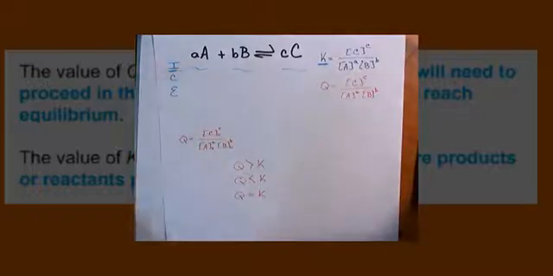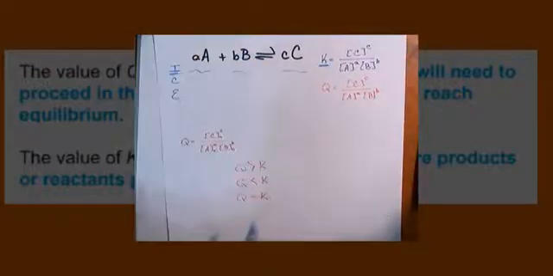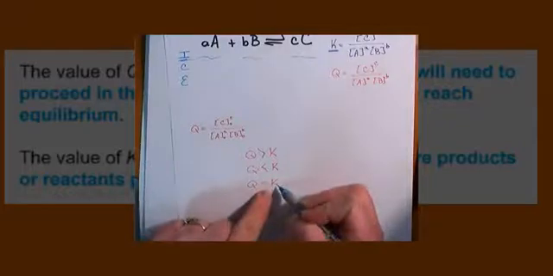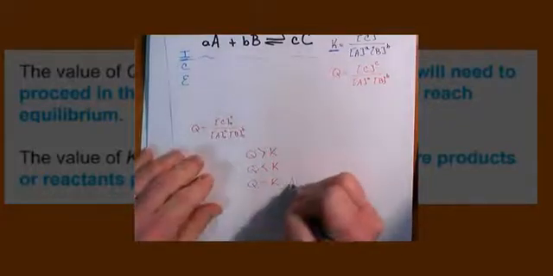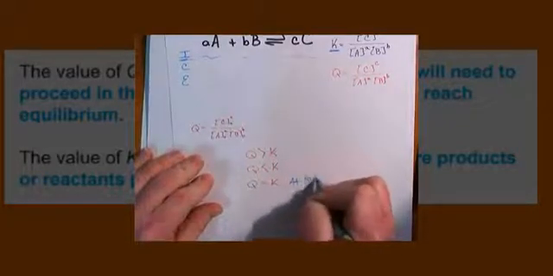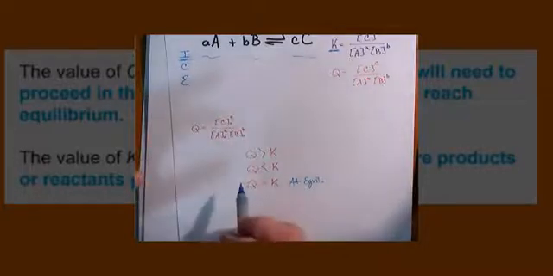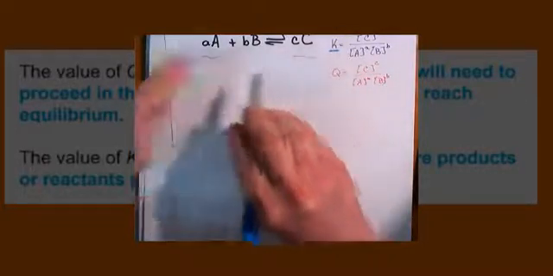Okay, so if you're given initial quantities and you plug them in, and the value you get for Q equals K, then ding, ding, ding, you are at equilibrium. You stay put. Your reaction is already there. But most times, we need to shift right or shift left.